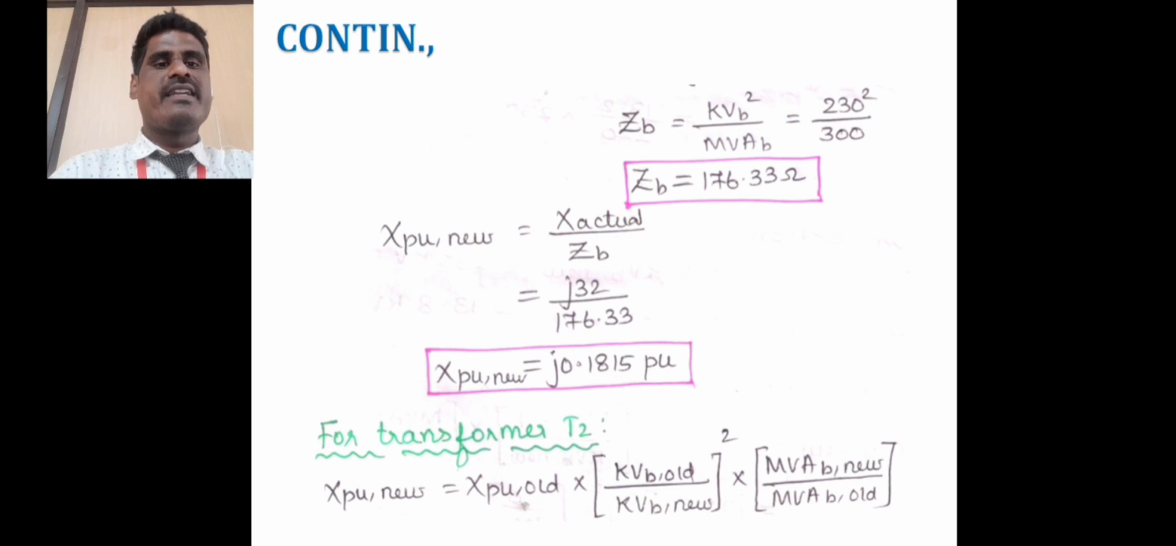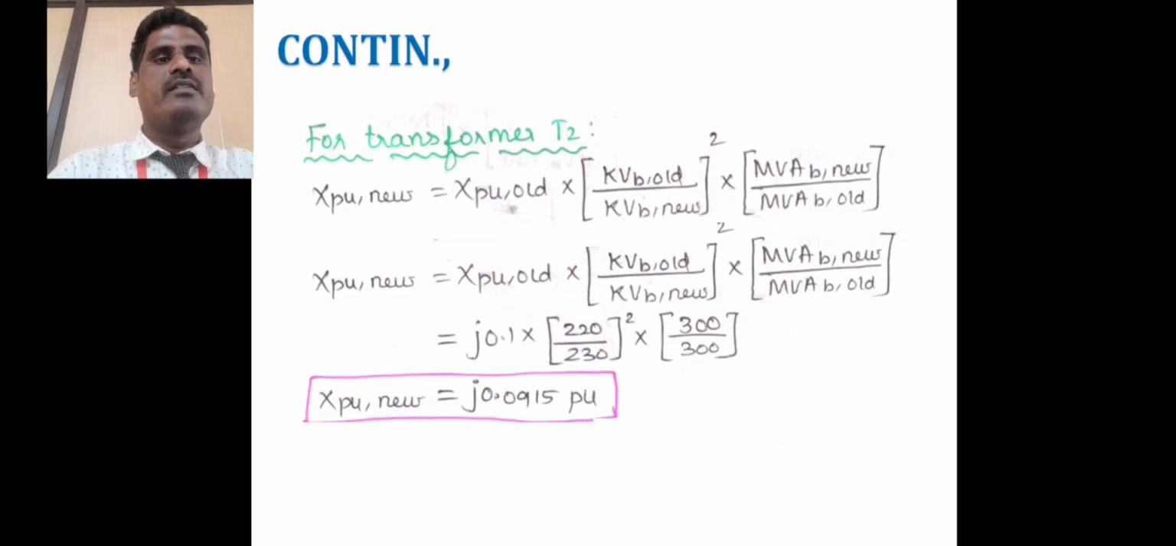So, next we can calculate for transformer 2, same formula: X_pu new equals X_pu old into (kV_B old divided by kV_B new) whole square into MVA_B new divided by MVA_B old. So, actually the X_pu old value is j0.1, kV_B old value is 220 and kV_B new value is 230, MVA_B new value is 300 and MVA_B old value is 300. So, directly substitute all those values in the same formula. Finally, we can get the result j0.0915 per unit.